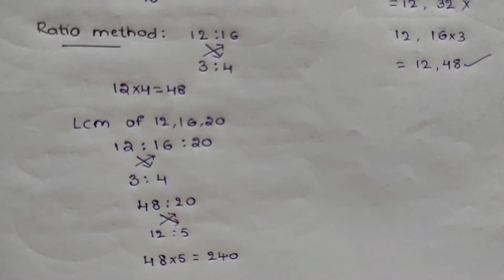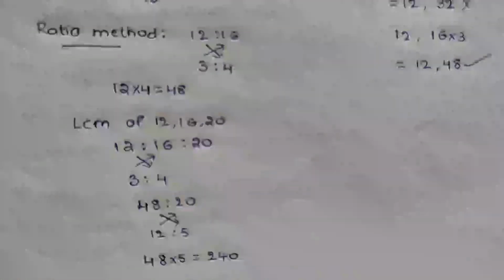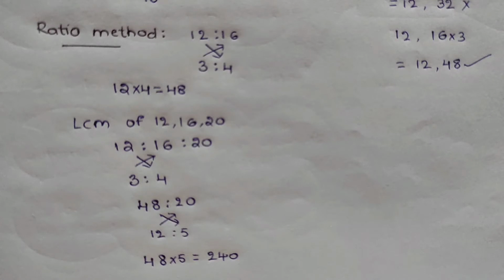Now the next step is 48 is to 20. Now you have to find the LCM of 48 and 20. If I cancel 48 with 4, I get 12 is to 5. So I have converted the 48 is to 20 ratio into 12 is to 5. Now if I cross multiply 48 into 5, then I get the LCM of 12, 16 and 20 as 240. I hope you have understood how to get the LCM of any numbers using the ratio method.